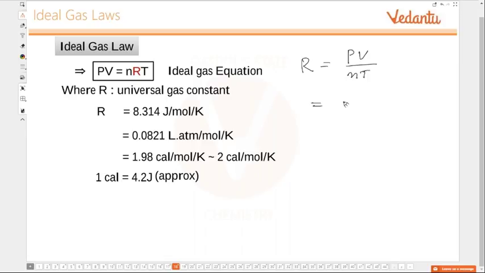Okay? Pressure, 1 atmosphere, let us suppose that we will do it at STP. So 1 atmosphere pressure, the volume occupied by 1 mole of gas is 22.4 liters, into 1 mole, into temperature 273 Kelvin. When you do this, you will get that, right? You can check it. 22.4 divided by 273 is 0.0821.